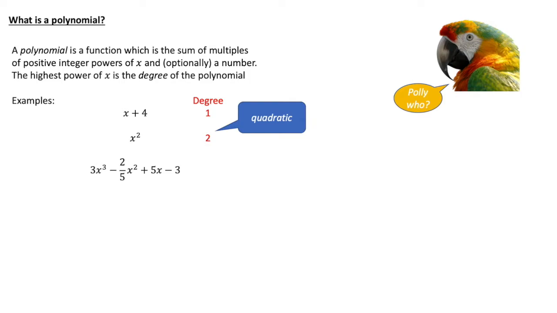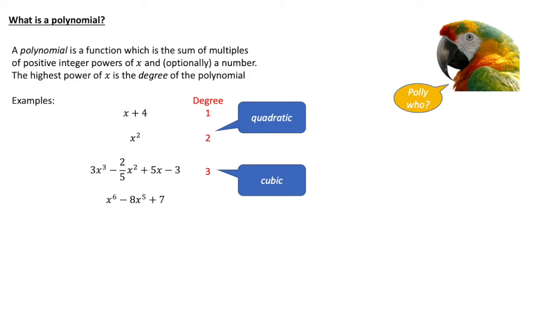The multiples don't have to be integers, so we have 3 times x cubed, but we have a fraction, minus 2/5 times x squared plus 5x minus 3. So that's a polynomial. That has degree 3, that's the highest power, x cubed, and that makes it a cubic. And we can go on.